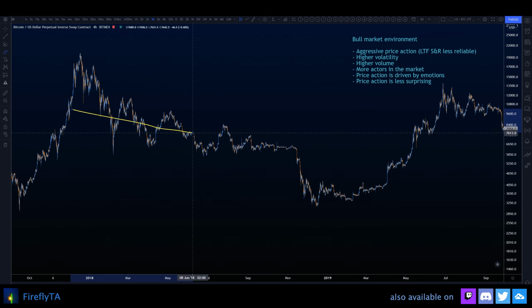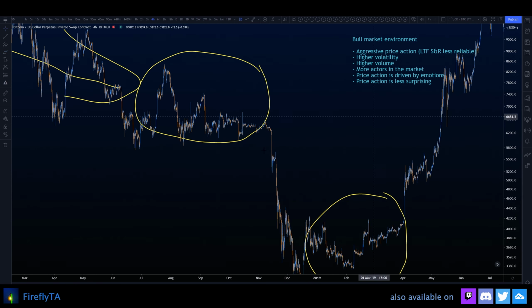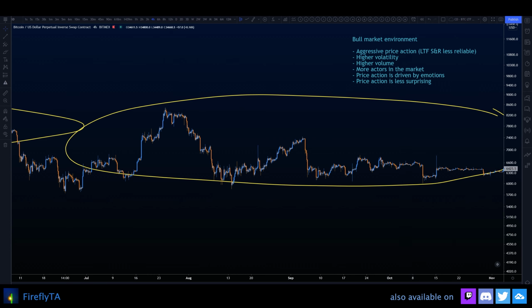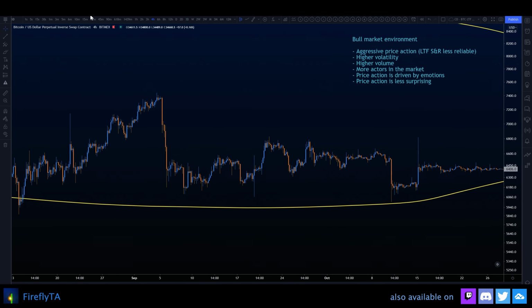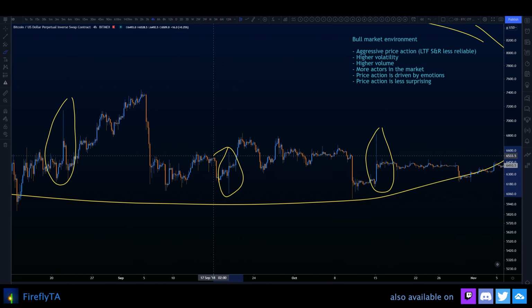And what we want to see is that price action calms down. And then we are entering a bear market environment. And this, for example, and this is a bear market. It's a typical bear market environment. So let's have a look at this range over here on the 4-hour chart first. And as you can see with these moves, look at this.